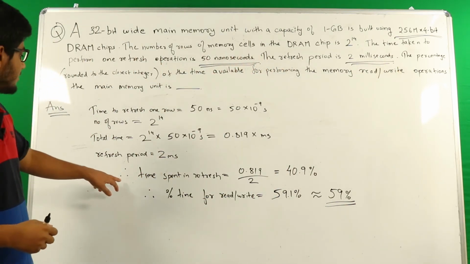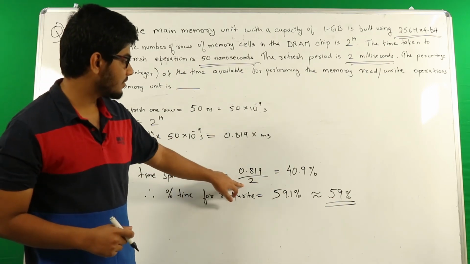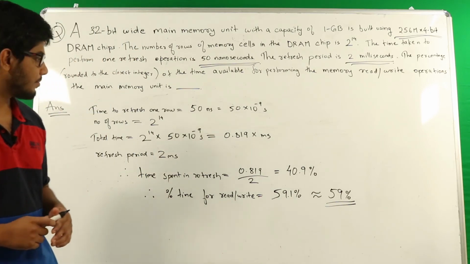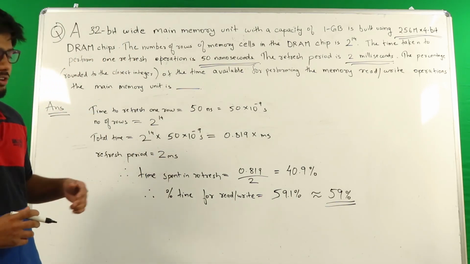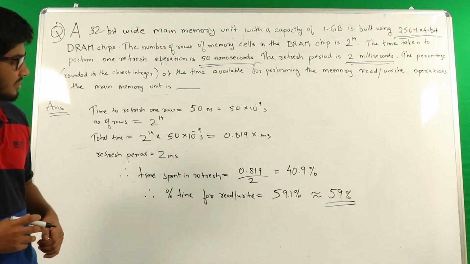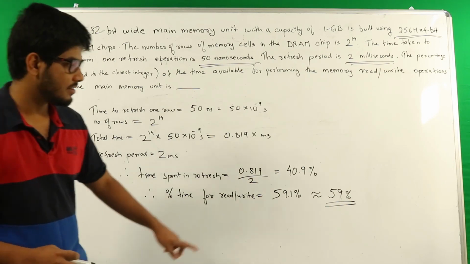So the percentage of time spent in refreshing is 0.819 by 2, which is nothing but 40.9 percentage. Therefore the percentage of time for read write is 59.1 percentage, which is 59 percentage, rounding it to the closest integer, and that is the answer.